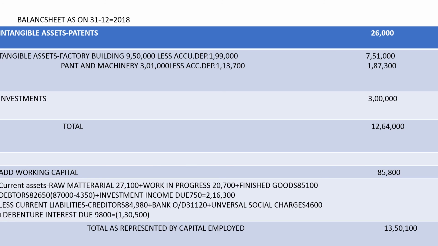This is add working capital. What is working capital? Excess of current assets over current liabilities. Now current assets here are raw material 27,100, work in progress 20,700, finished goods 85,100, debtors 82,650, that is 87,000 minus provision for bad debts 4,350. Investment income due 750.